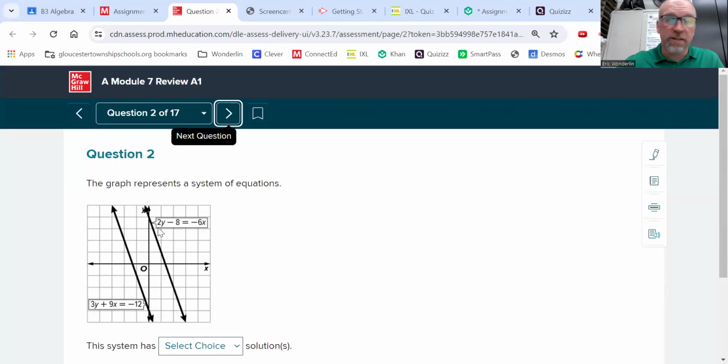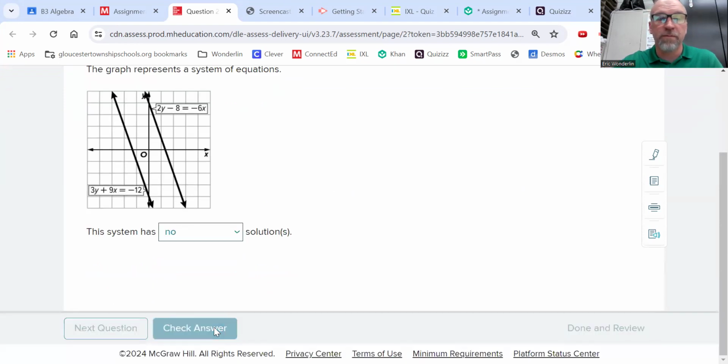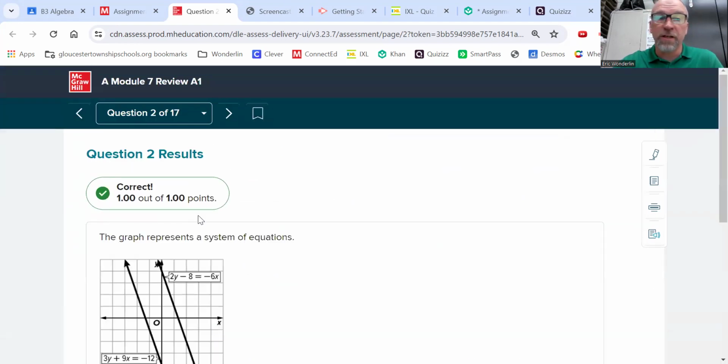These two equations, this is a simple one. System of equations, they are parallel. Will they ever intersect? No. The intersecting point is my answer. And if they never intersect, I have no solution. Done. Some of these are way easier than others. Take advantage of the easy ones.